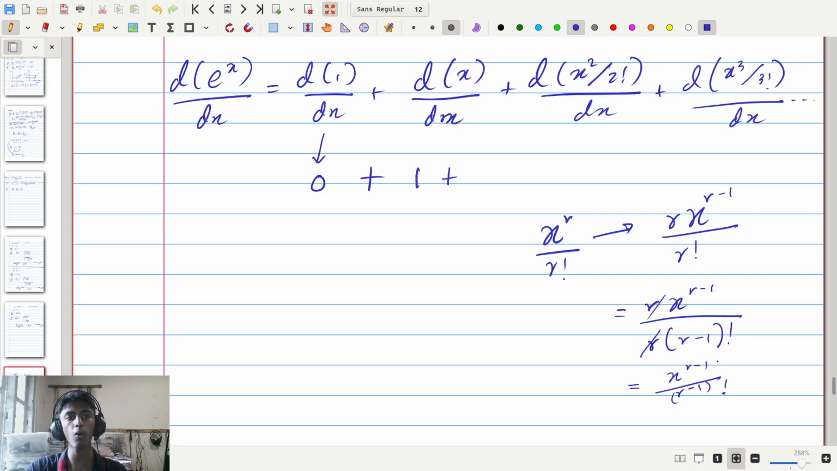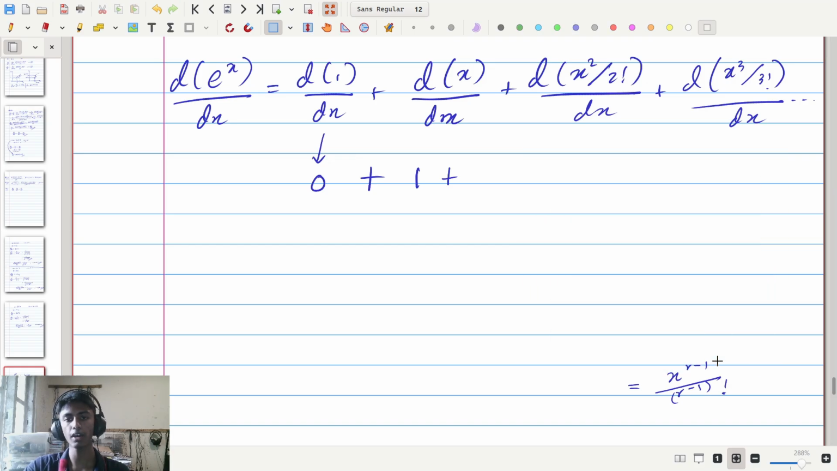Applying that to all of these terms here, this term has r equal to 2, so therefore its value should be x to the power of r minus 1, or x to the power of 2 minus 1, divided by 2 minus 1 factorial, which is 1 factorial, which is 1, so divide by 1. So we're going to leave that as is. The next term after that has r equals 3, so it's going to be x to the power of 3 minus 1 divided by 3 minus 1 factorial, or x to the power of 2 divided by 2 factorial.